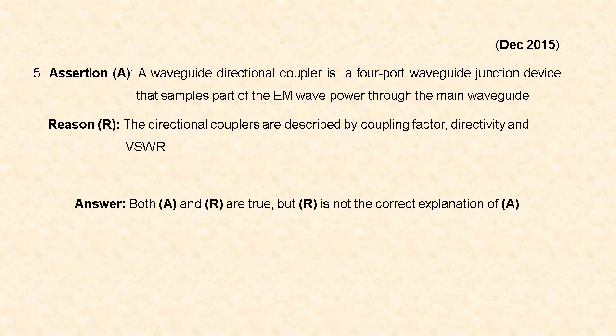Next question. This question was also asked in December 2015. It is assertion and reason type. Assertion: a waveguide directional coupler is a 4-port waveguide junction device that samples part of the electromagnetic wave power to the main waveguide. Reason: the directional couplers are described by coupling factor, directivity and voltage standing wave ratio. We know that here both the assertion and reason are true and reason is the correct explanation of assertion.